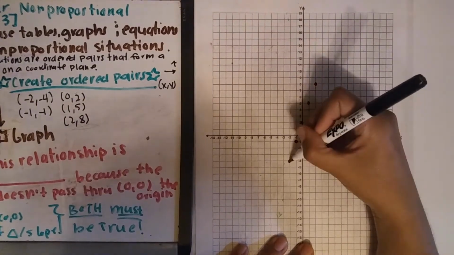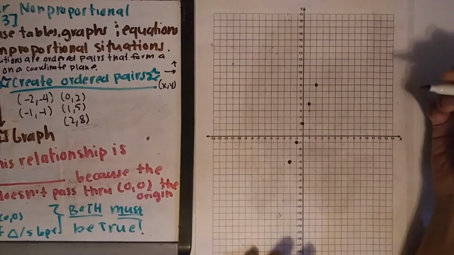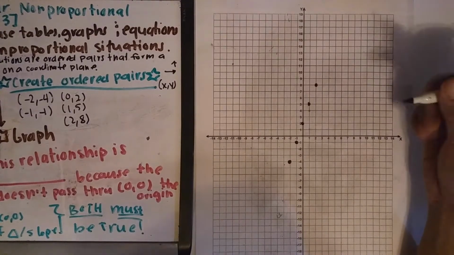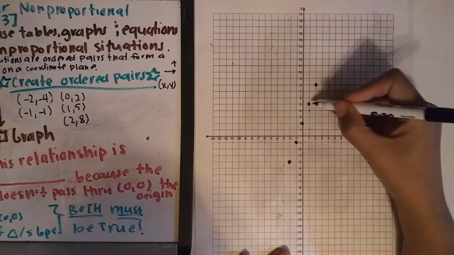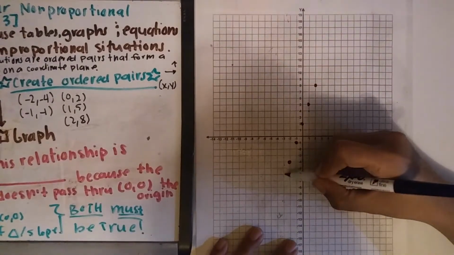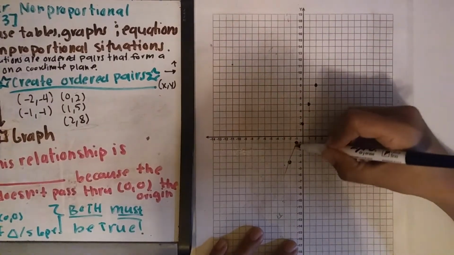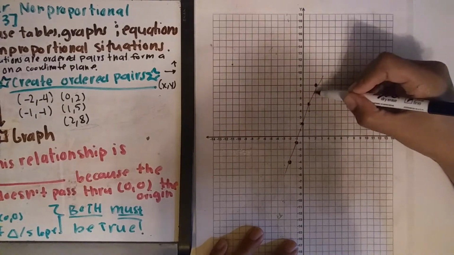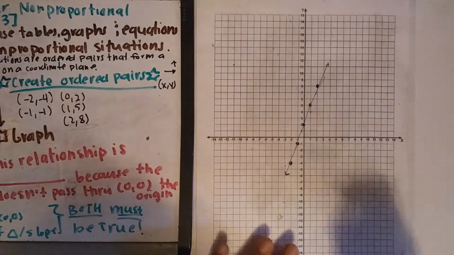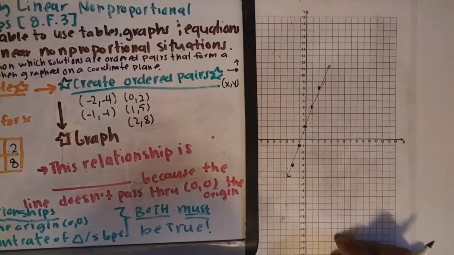We're going to talk about connecting dots. Sometimes it is not necessary and it's actually not right, because the points in between won't really make sense in the situation, but in this case I'm just going to pretend that they do. So this should be a straight line. I'm done with creating the ordered pairs and I'm done with the graphing.